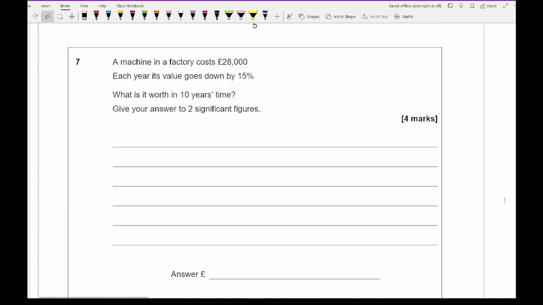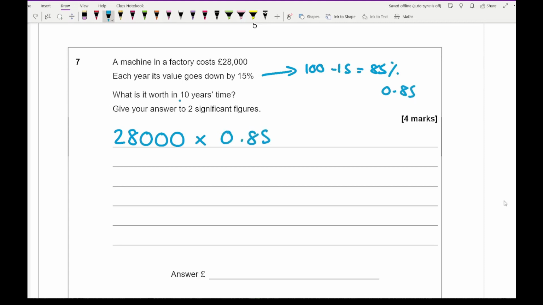Then moving on to question 7, it says that a machine in a factory costs £28,000. Each year its value goes down by 15%. What is it worth in 10 years' time? Give your answer to 2 significant figures. So looking at this, we've got 28,000. Now 15% decrease, that's 100 minus 15, which is 85%, and that as a decimal is 0.85. And then we've got to the power of 10.